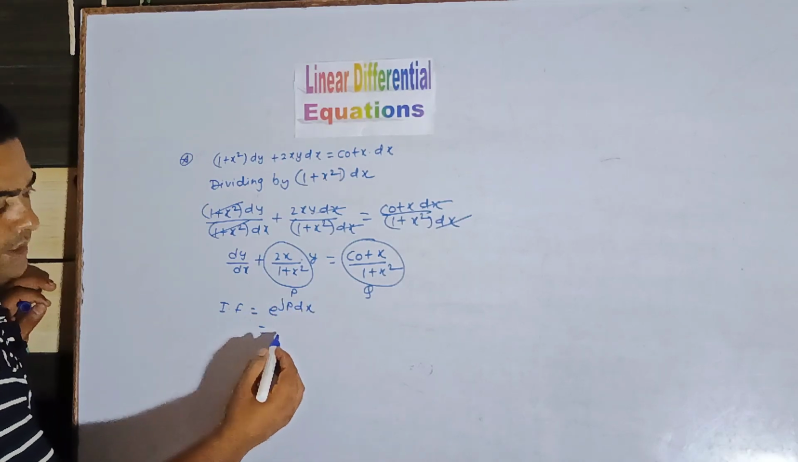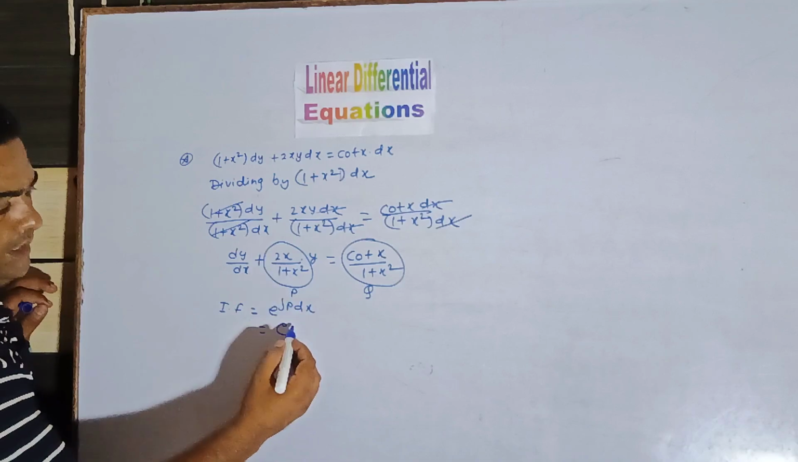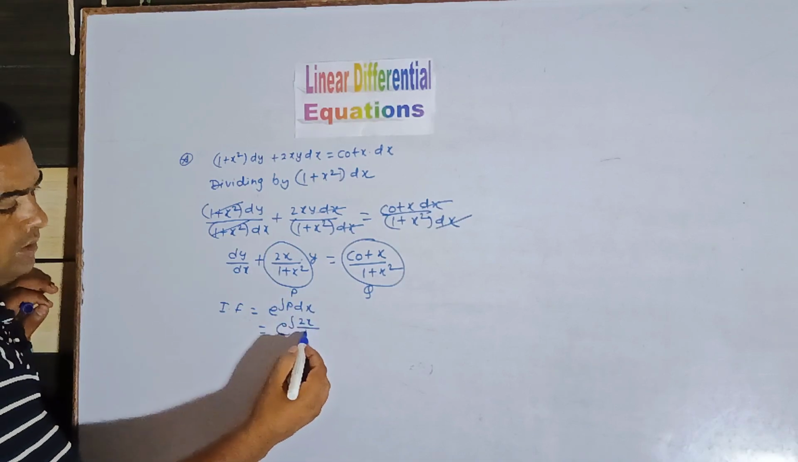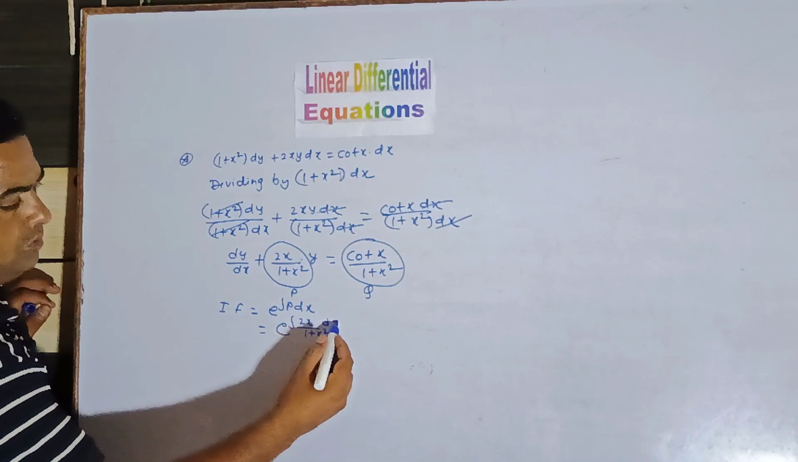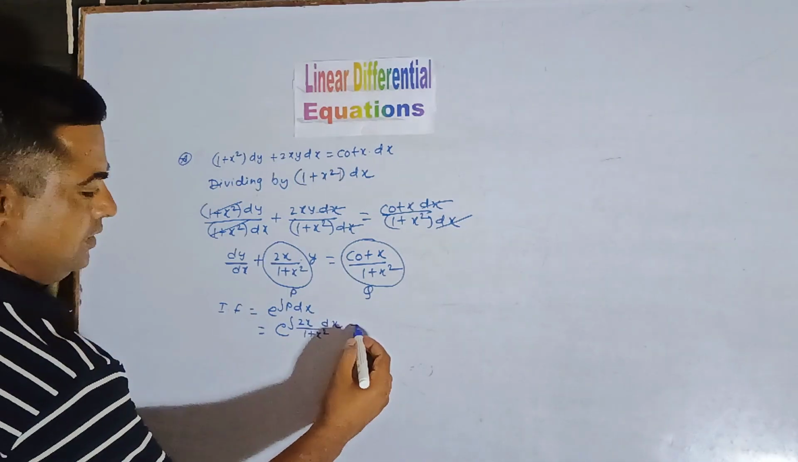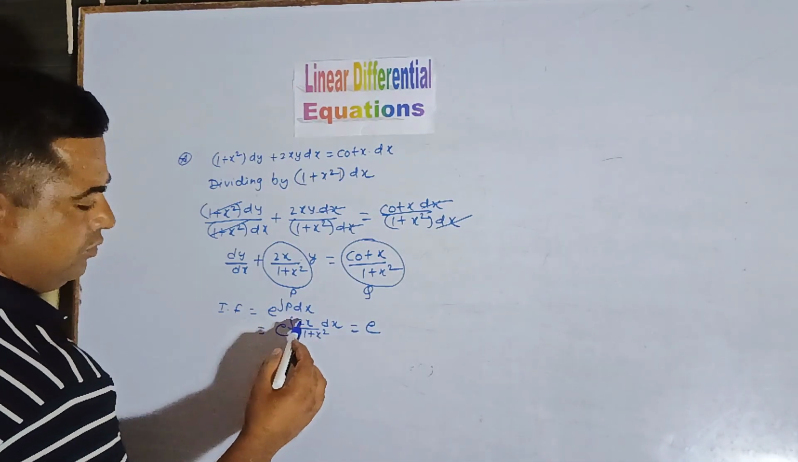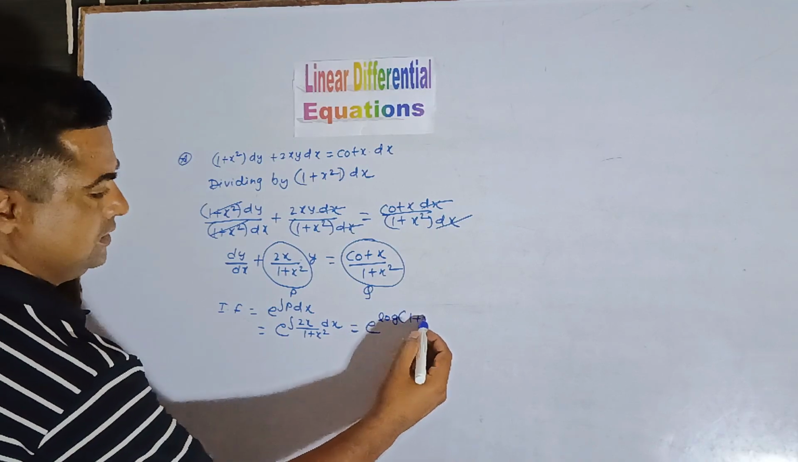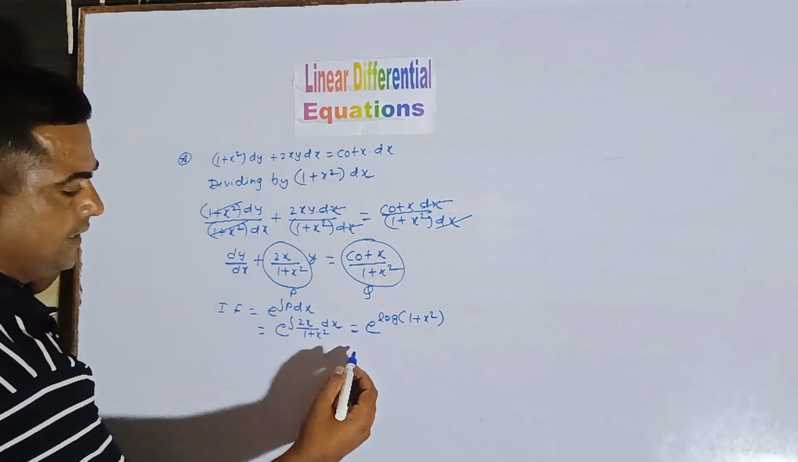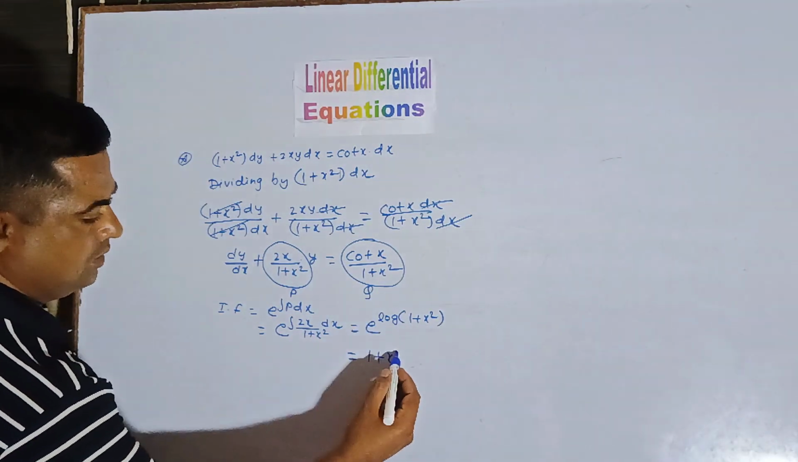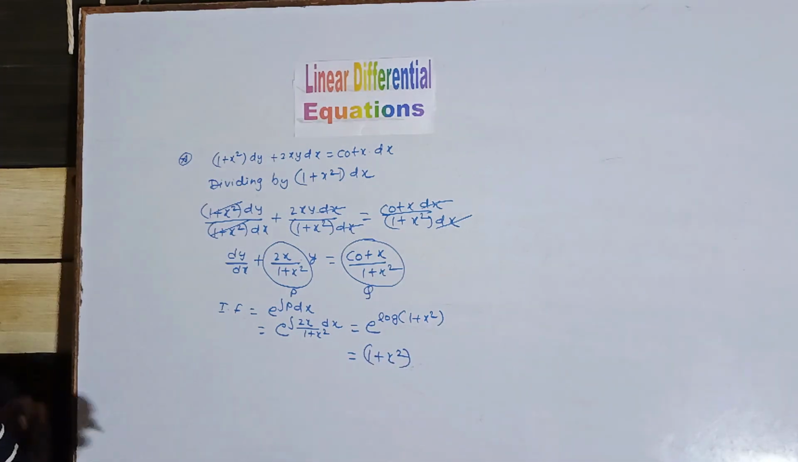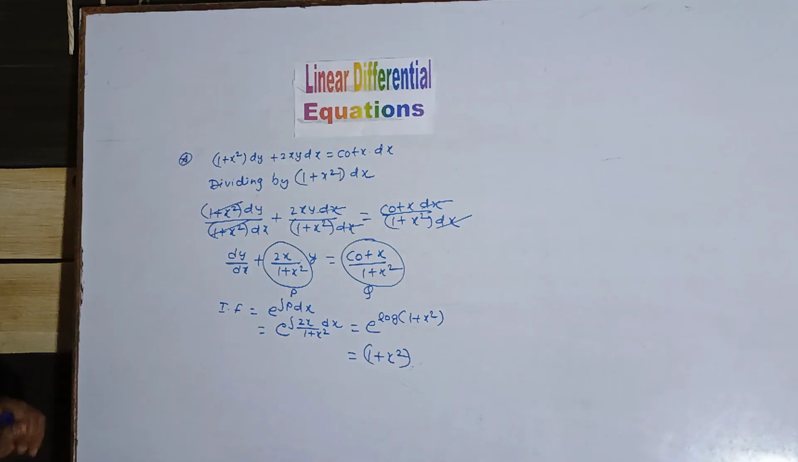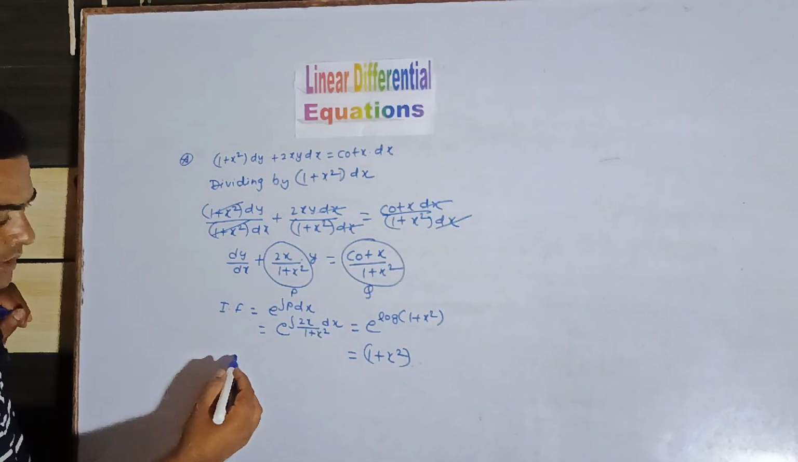The value of p, we know very well, is 2x upon 1 plus x square into dx, and this will be e to the power integral of 2x upon 1 plus x square, which is log of 1 plus x square. Now log and e cancel out, so the value of IF will be 1 plus x square. This is the value of IF. Now what will be the solution?